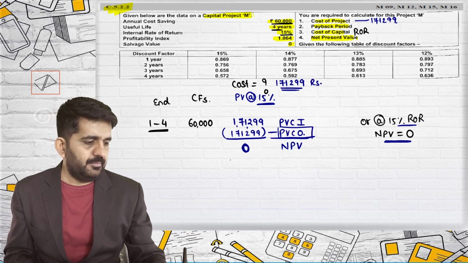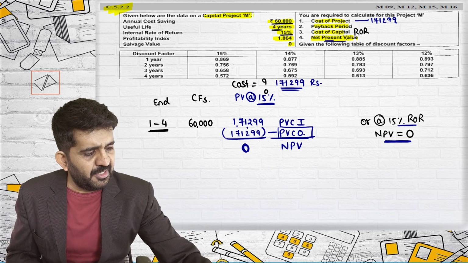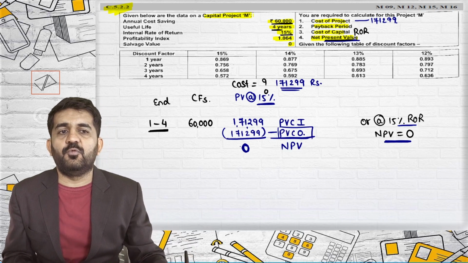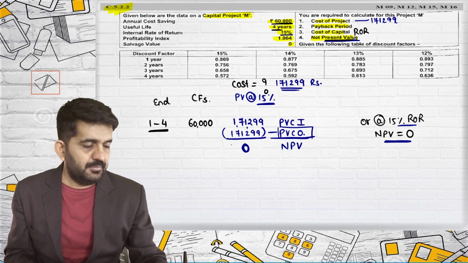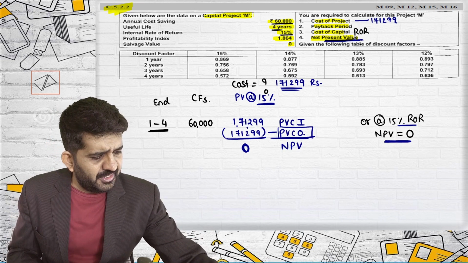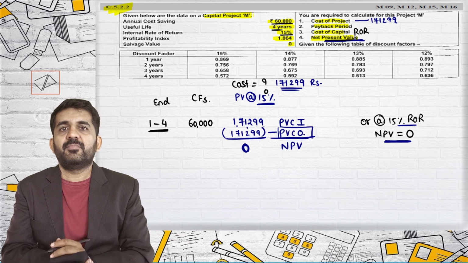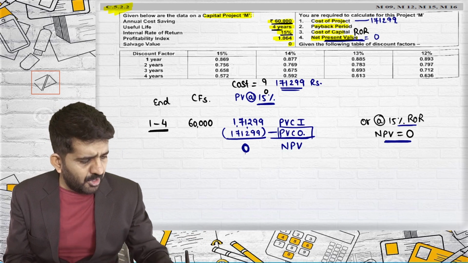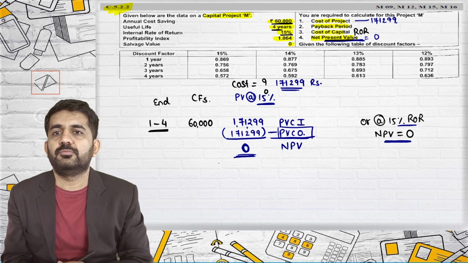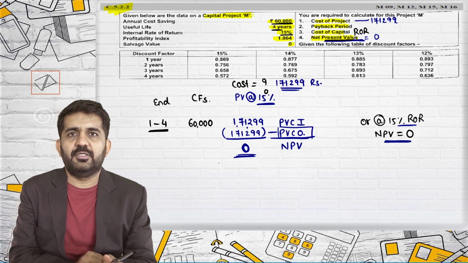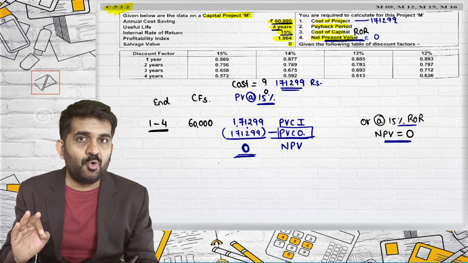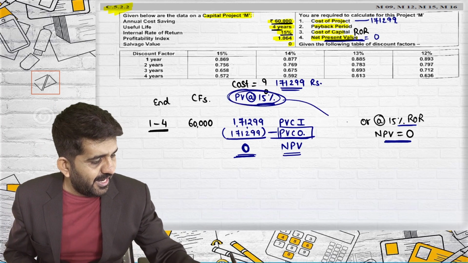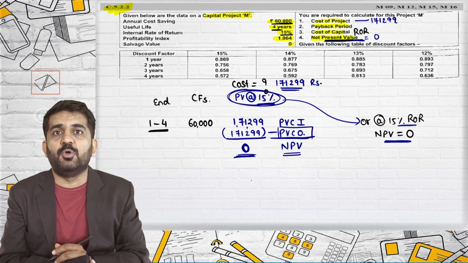In the fourth question, they are telling me to find out NPV. What is NPV? Is NPV 0? We have found out NPV is 0 at 15%. Yes or no? No. All right, you are correct. The answer is no, because NPV is 0 at IRR, at 15%.